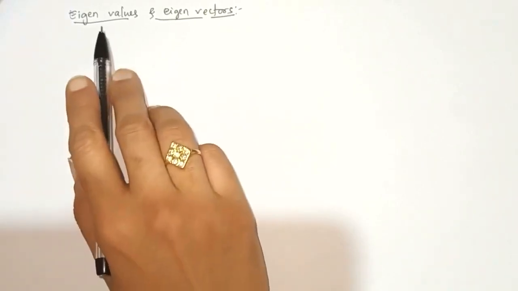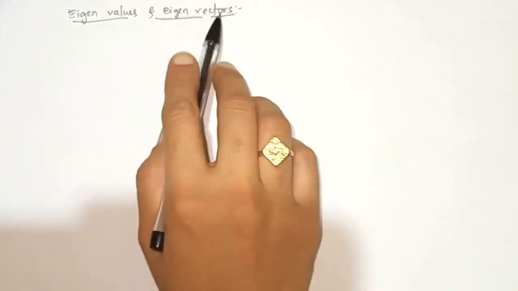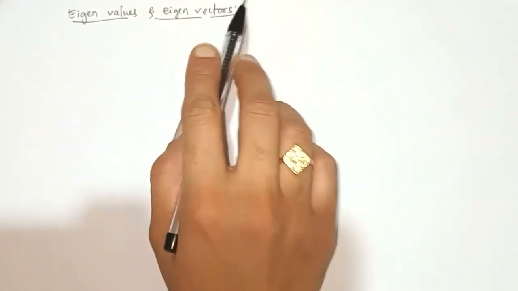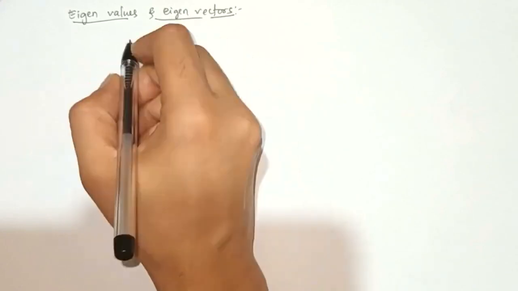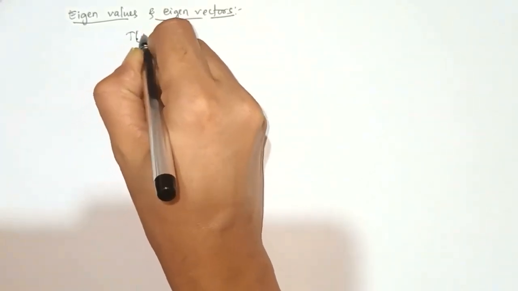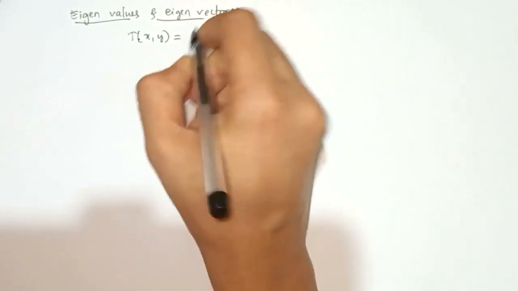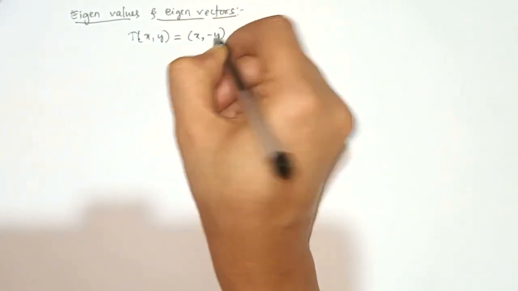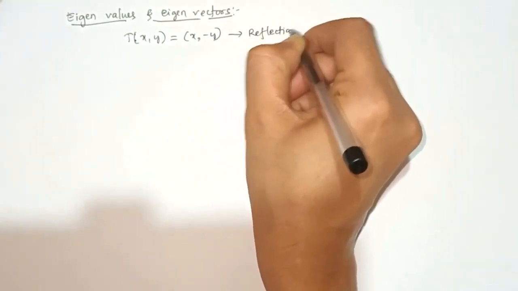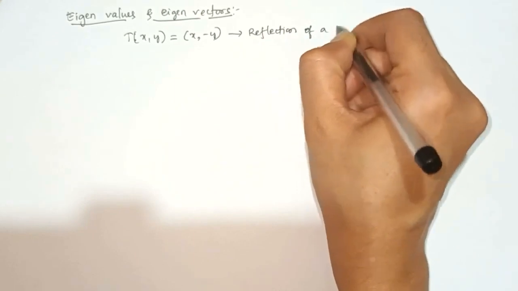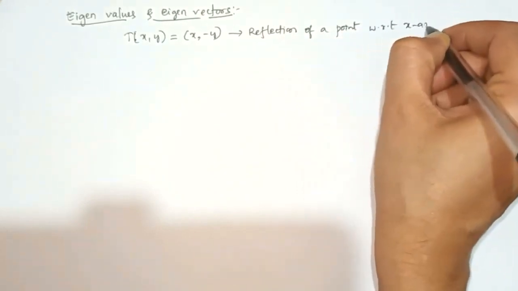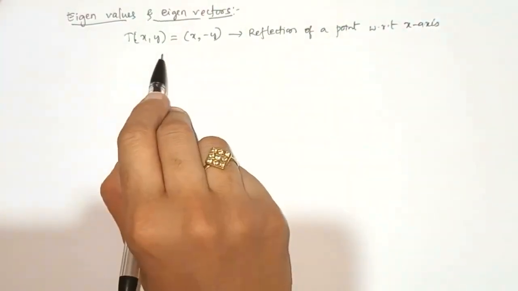In this video, I'll explain what eigenvalues and eigenvectors of a linear transformation, or of the matrix associated with a linear transformation, are. Let me consider a simple linear transformation T given as T of (x, y) equals (x, minus y). This is nothing but the reflection of a point in the plane with respect to the x-axis, and this is a linear transformation.